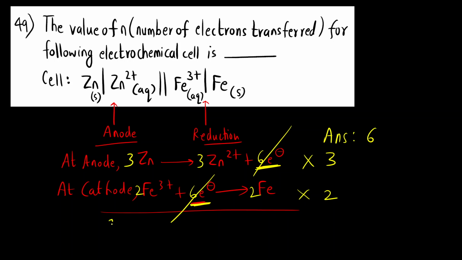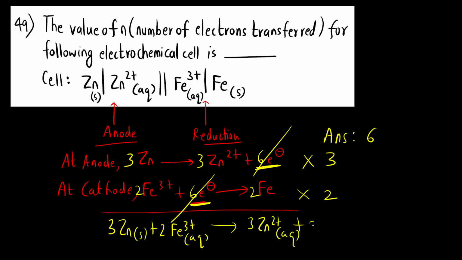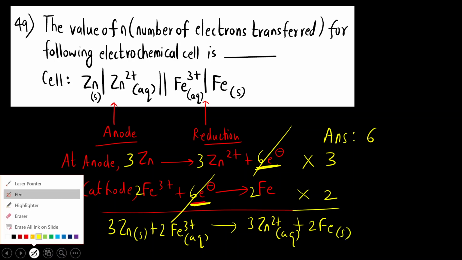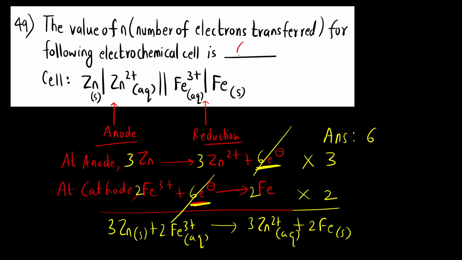What will be the net cell reaction? 3Zn(s) + 2Fe3+(aq) gives 3Zn2+(aq) + 2Fe(s). So what is the correct answer? Correct answer is 6.